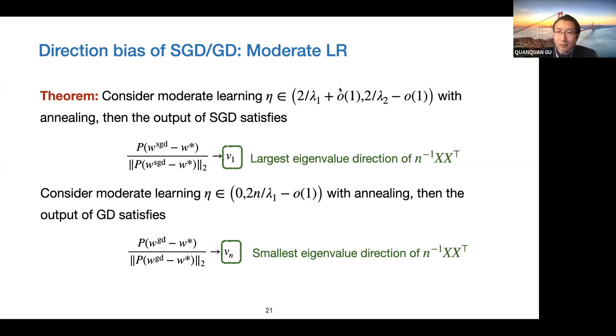So note that this interval actually belongs to this interval. Even if we present the result for the learning rate in a much wider range, remember that this is actually a sub-interval of that one. So in other words, you can just restrict yourself to this interval, and when you restrict yourself to this interval, you can see that SGD and GD can be differentiated in terms of the convergence direction in the final stage.